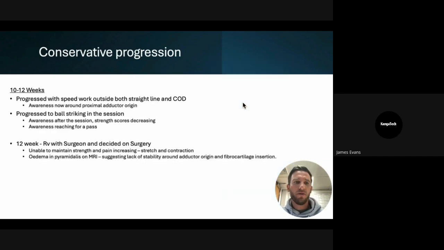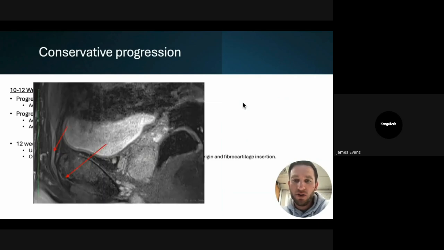So we had a review with the surgeon at 12 weeks and decided on surgery. This was based on the fact that he was unable to maintain strength, and the pain started to increase on stretch and on contraction. He had a repeat MRI scan again at this point, and this showed that the plaque is still present, but that there was edema within the pyelodermis still, which suggested that maybe that tear through the fibrocartilage disc was unstable, so the muscles around here are having to work harder to stabilize the area.